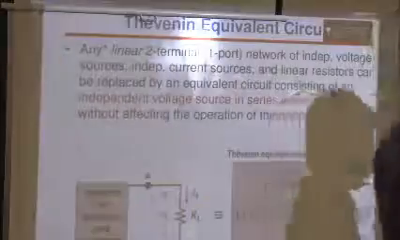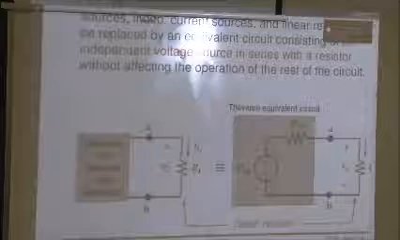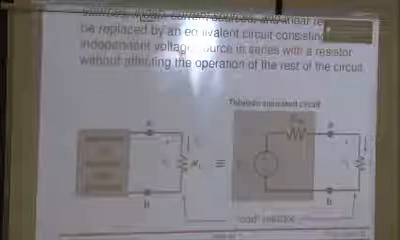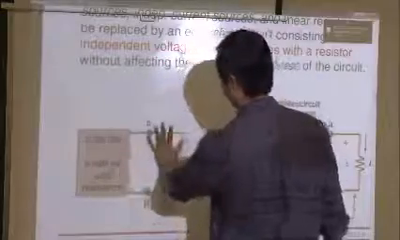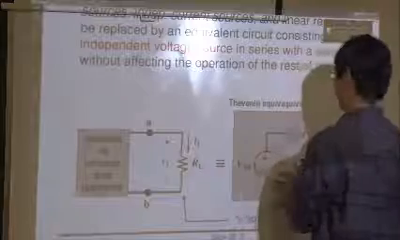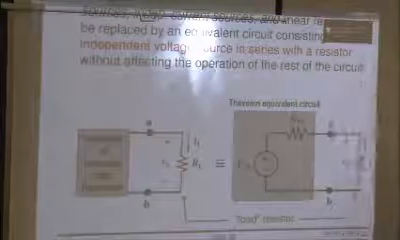So there are two kinds of equivalent circuit, and we'll talk about them one by one. One is the Thevenin equivalent circuit. If you have a network, we're trying to replace it with a voltage source and a resistor. That's the whole concept.